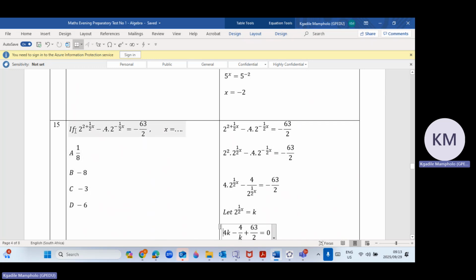Number 15. Again, you can see that you have an exponential equation, but in this case, like I said, if you see that the x is half of the other, it is a trinomial, even if you have the same base and one of the exponents is positive and the other one is negative. You must also know that it's still a trinomial. In this way, when you break it down, you'll have 1 over 2^x here, and here you'll have negative 1 over 2^x.